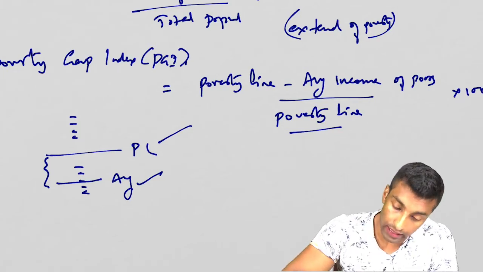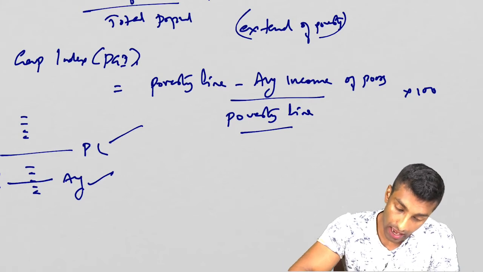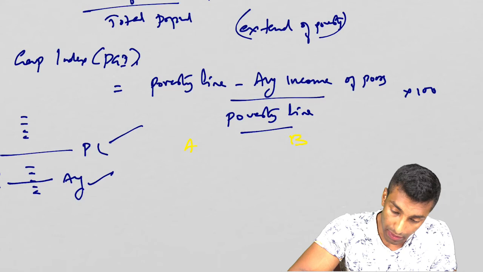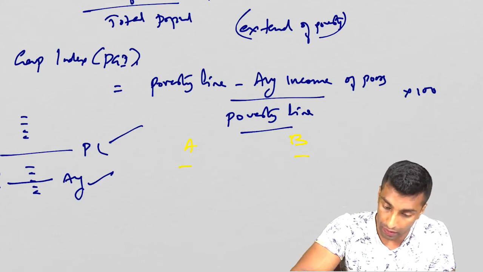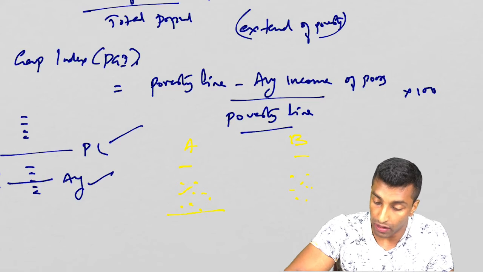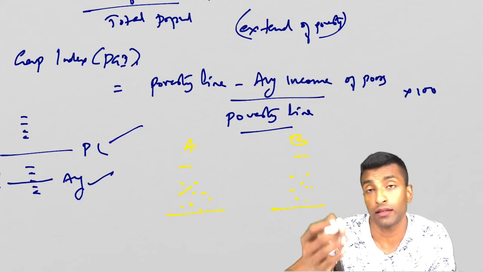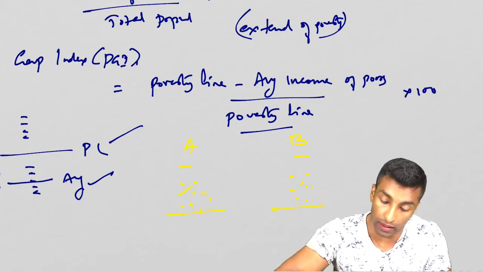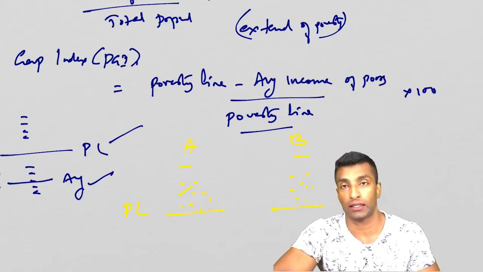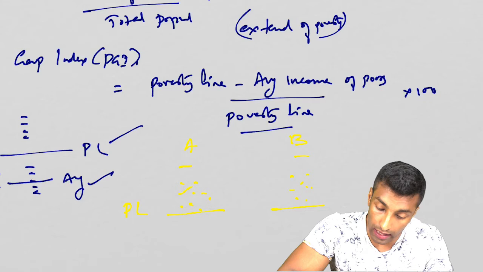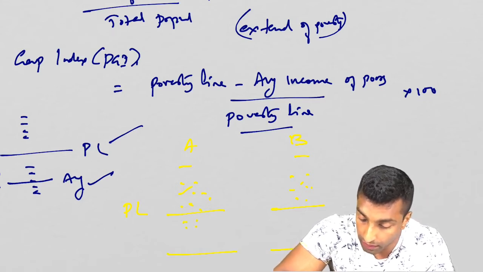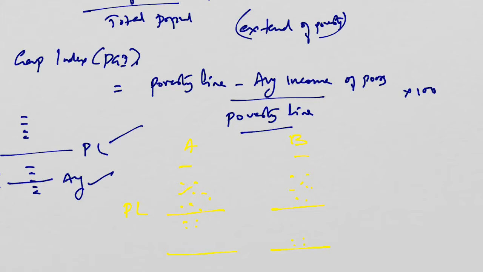Now what is the reason why this is required? See, let's take the case of two countries, country A and country B. Okay, so in country A, let's say some people are there. Country B also some people are there. Same population is there. This is the poverty line. Poverty line in both countries are same. Okay, now in country A, poor people are standing here, and in country B, poor people are here.